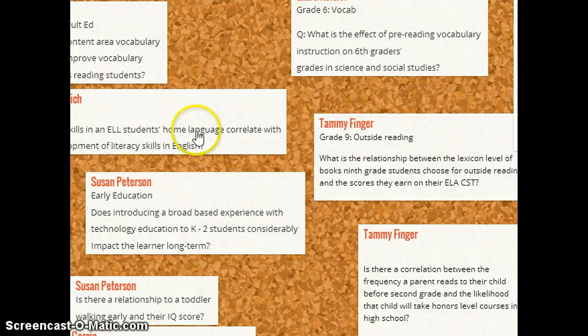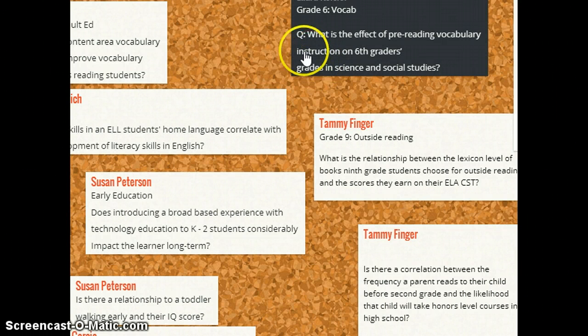So if you take a look up at the example over here that I gave you, what is the effect of pre-reading vocabulary instruction on 6th graders' grades in science and social studies? Likely I can go out there and I can find enough studies that were already done, and I'm going to be able to synthesize the literature that's out there.